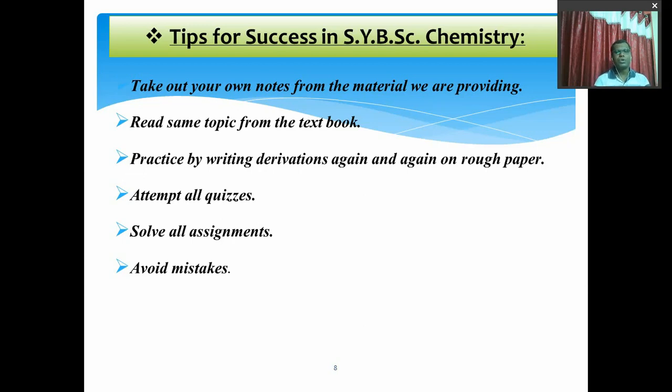Again, we are going to conduct some assignments at the end of each unit. So I request all the students to solve these assignments and submit them to the respective teacher, and try to take that assignment back from that particular teacher, so that you will be able to know what the mistakes are in those assignments or quizzes, and you will not repeat the same mistake again in the future. So definitely it will be very easy to avoid mistakes in the future, so that will be beneficial for you all to score more marks in the SYBSC.